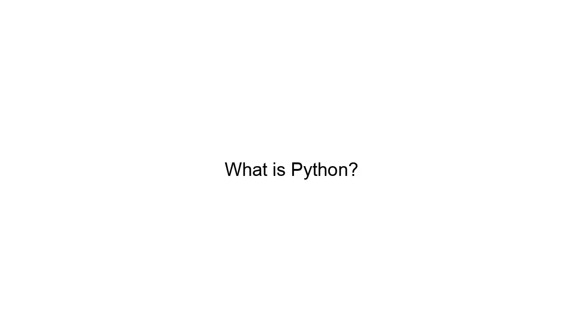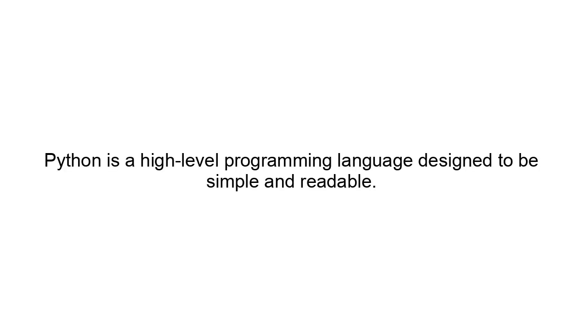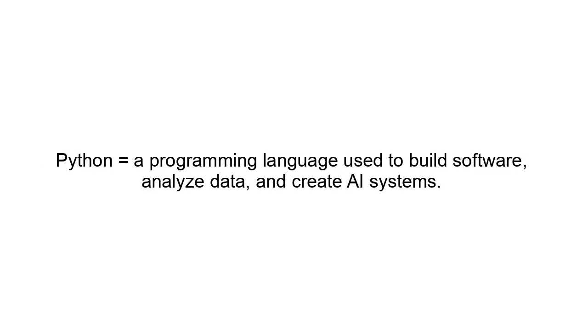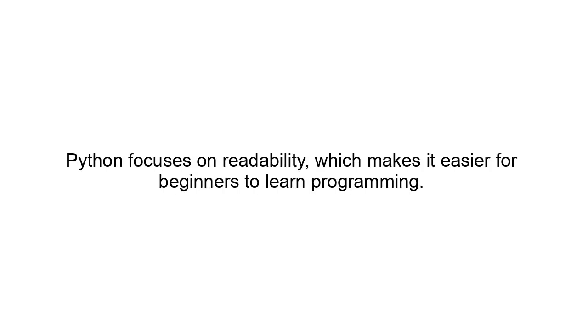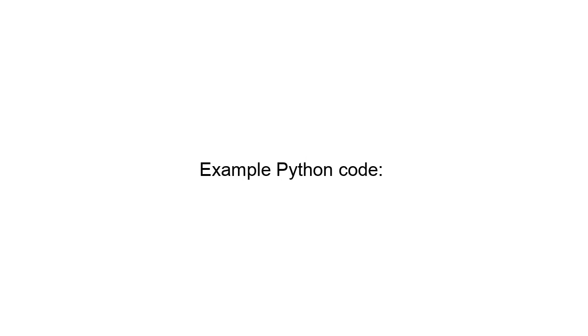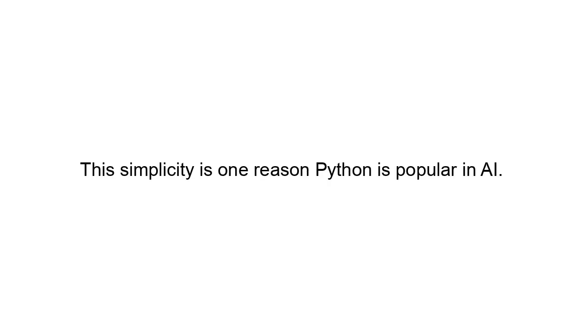What is Python? Python is a high-level programming language designed to be simple and readable. In simple words, Python equals a programming language used to build software, analyze data, and create AI systems. Python focuses on readability, which makes it easier for beginners to learn programming. Example Python code: print("Hello AI"). Output: Hello AI. This simplicity is one reason Python is popular in AI.